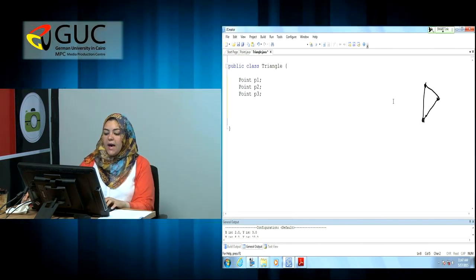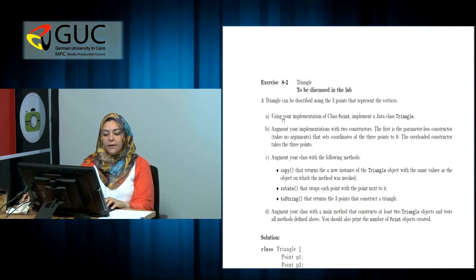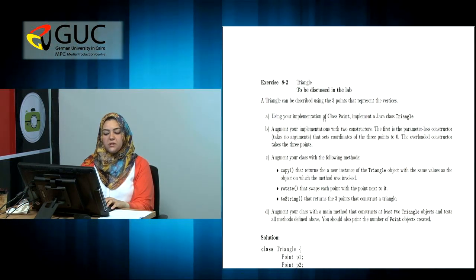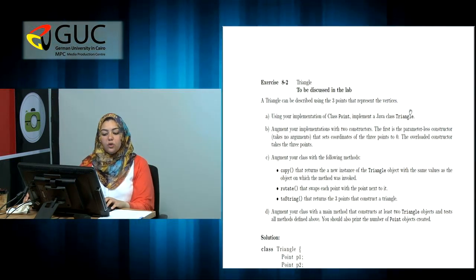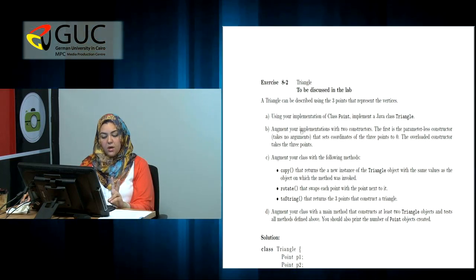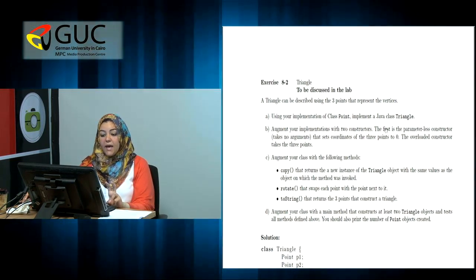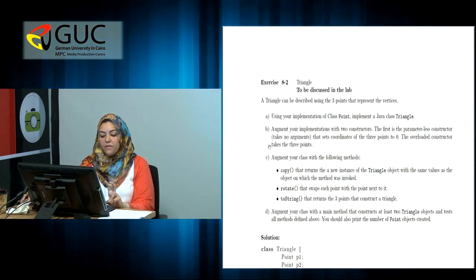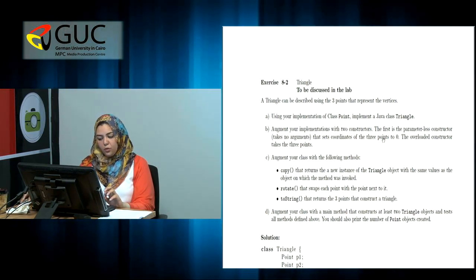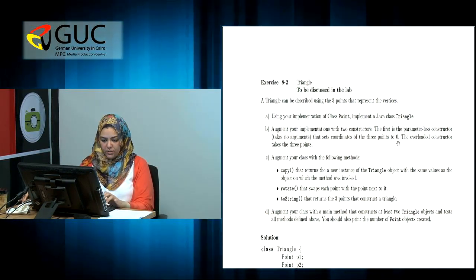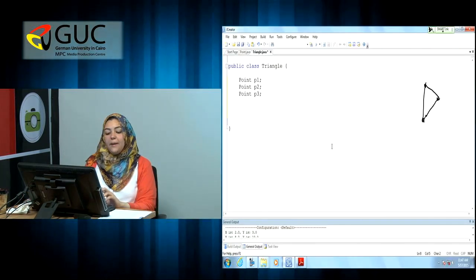And then here you see that using the implementation of class Point, implement a Java class Triangle, which means here I'm going to use the instance variable of type Point. And then augment your implementations with 2 constructors. The first is the parameterless constructor that takes no arguments and sets the coordinates of the 3 points to 0, as well as the overloaded constructor that takes 3 points. So let's first do the parameterless constructor.